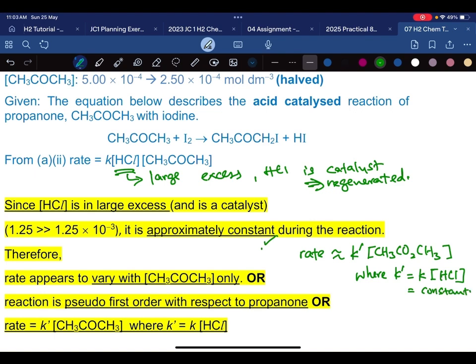So if you are referring to the pseudo first order reaction, you can see from the simplified equation, right? This is a pseudo first order reaction with respect to propanol. My HCl is no longer in the simplified rate equation. So the rate appears to vary only with the propanol itself.